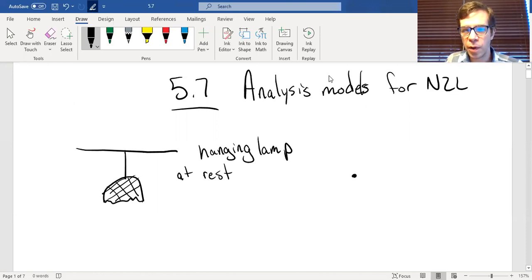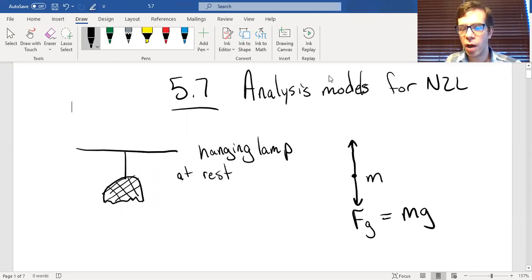So if we look at the lamp, it has some mass m, and that results in a force of gravity acting on the lamp equal to m times g. And the chain or rope that holds it up has some tension in it, and it's at rest, so we know that these will be equal magnitude. All right.